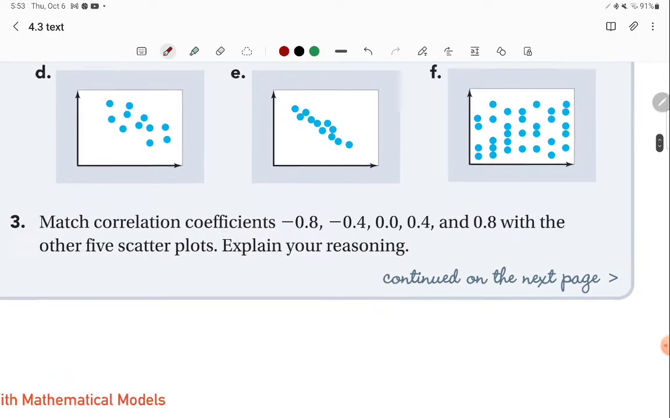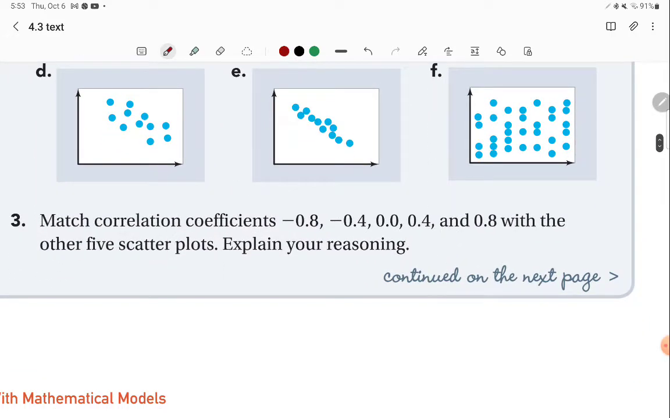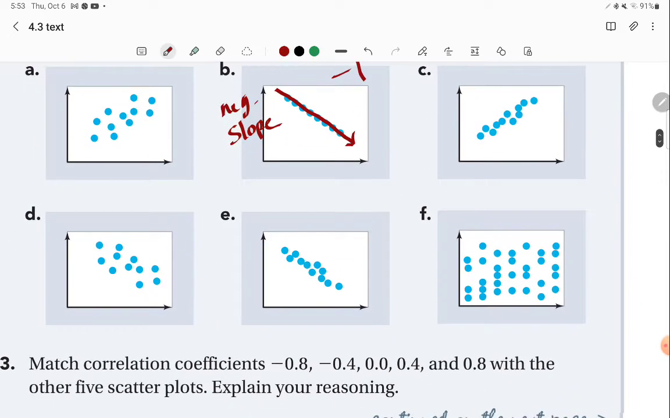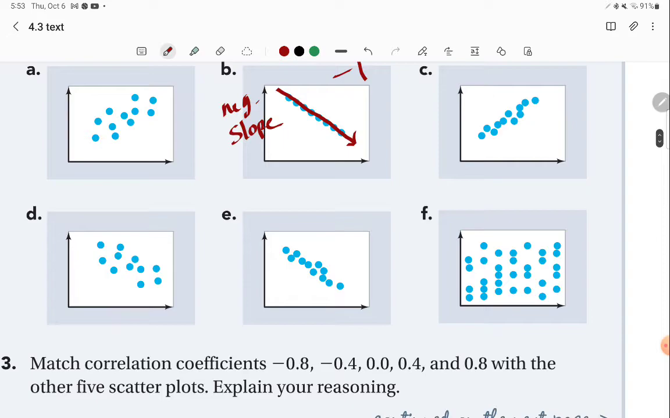Now, on number 3, match those correlation coefficients with the other 5 scatter plots. Explain your reasoning. So go ahead and match these up. Which ones do you think belong with which graphs? Pause the video and come back and see how you did.